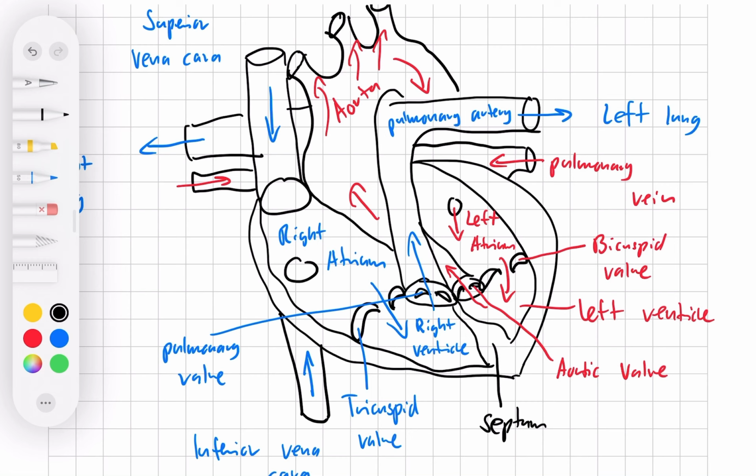So the answer is the left side, because from the left ventricle, the oxygenated blood has to get pumped to distribute the oxygenated blood to the whole body. So it needs to have strong muscles, a strong heart muscle to pump this blood to the whole body, and needs much more strength.